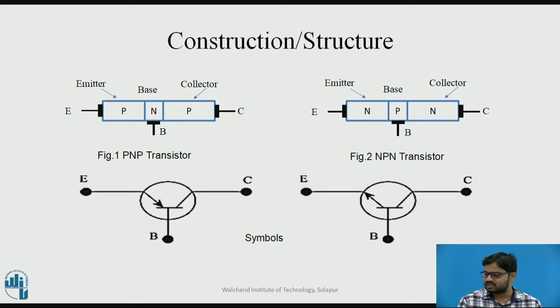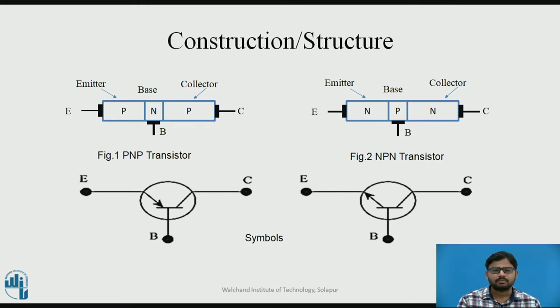Here are the symbols of the PNP and NPN transistors. In the symbol of the PNP transistor, the direction of the current is flowing into the device, and in the NPN transistor, the direction of the current is flowing out of the device. You may note that direction. Among the PNP and NPN transistors, the NPN transistor is widely used.